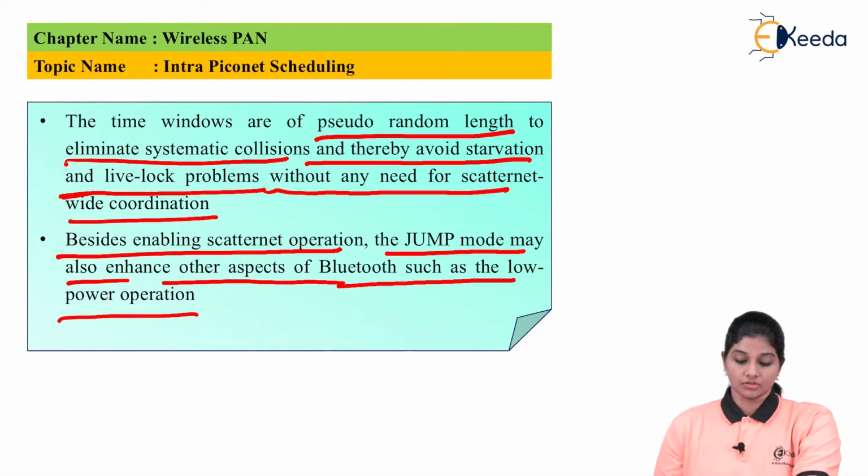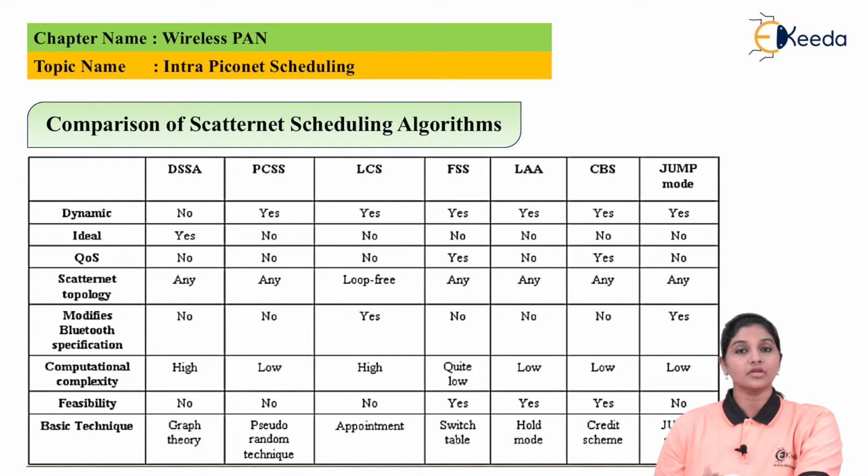Now let's compare the various algorithms that we have studied. So here we are comparing the algorithms on the basis of various parameters: dynamic nature, ideal condition, quality of service provided by the algorithm, which topology is used by the scatternet for developing the algorithm, the modified Bluetooth specification, feasibility, computational complexity, and the best technique for the particular scheduling method. So let's start. First of all, to check whether it provides a dynamic nature or not, dynamic is used as the first parameter.